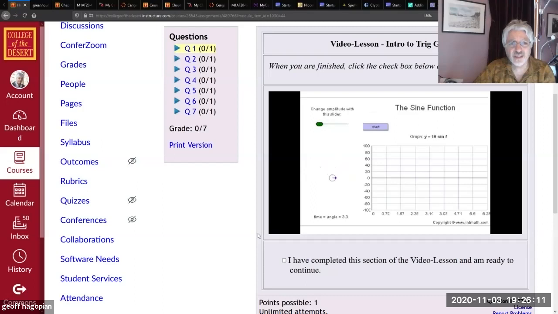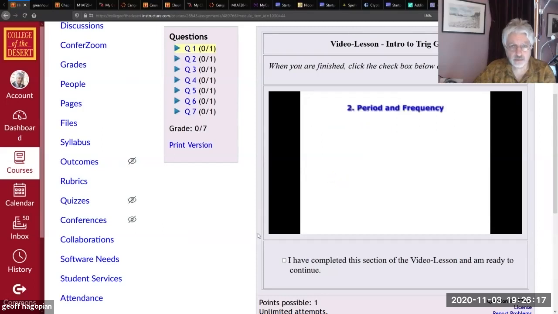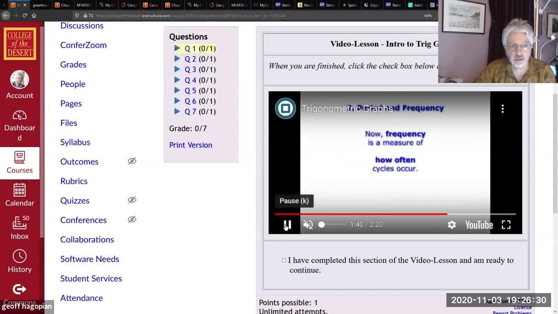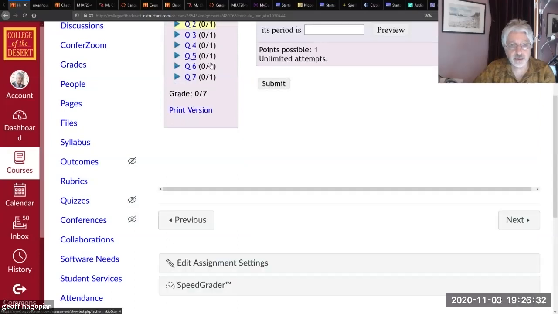Okay, so you can change the amplitude with the slider. Yeah, you could do that in GeoGebra, right? This may well be a GeoGebra application here. Period is the time taken per cycle, and so that multiplies the input, right? Okay, well, you can watch the rest of that on your own.